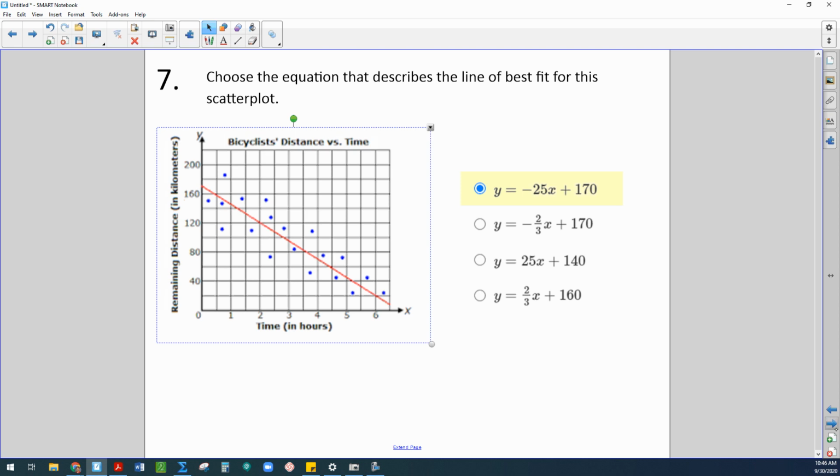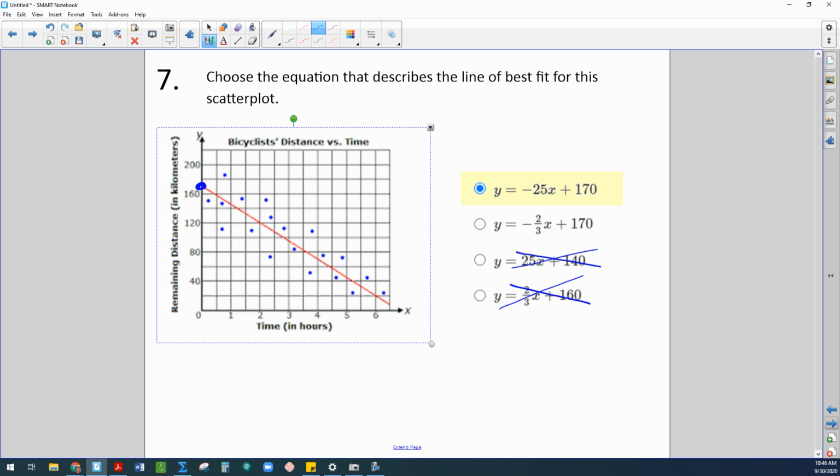Number 7. About half the people on the quiz got this problem wrong. I actually have highlighted the right answer. We have a negative line going down, so it's not going to be the bottom two choices. The remaining two choices have the same y-intercept of 170. And so which equation works best?